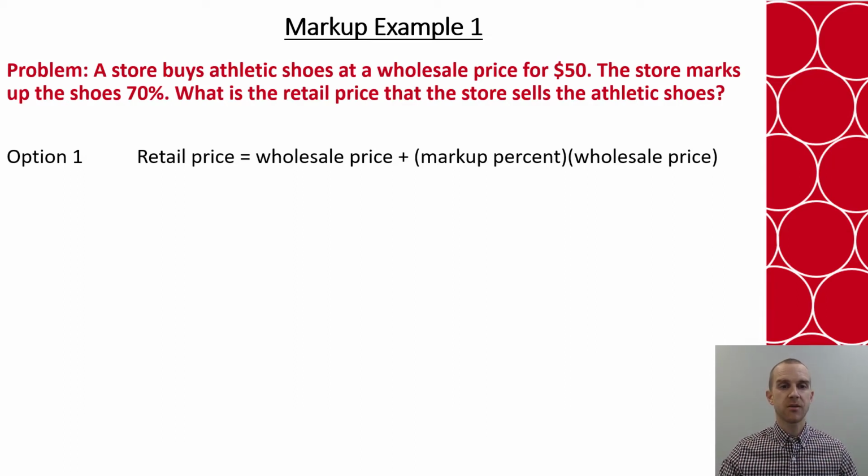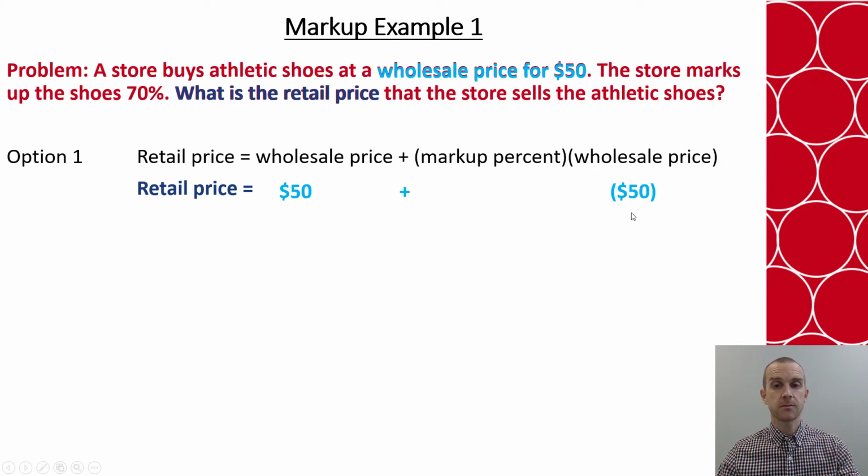Let's start by highlighting the key pieces of information in this problem. We need the retail price. Here it says, what is the retail price? That tells us it's unknown. We need to determine that. Next, let's look for the wholesale price. The problem says the wholesale price is $50. So wherever there's wholesale price in this equation, I put the $50. So right here is 50 and right here is 50. The last thing we need is the markup percent. It says we mark them up 70%, so I put 70% here.